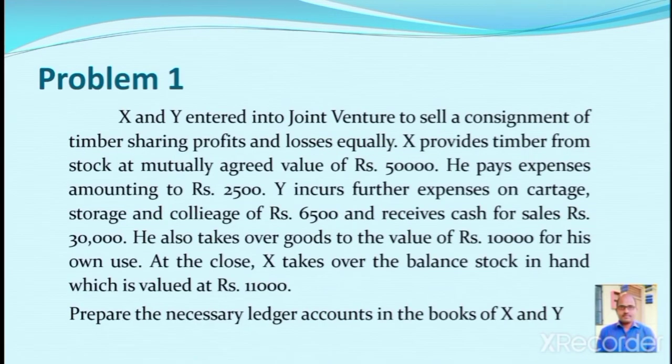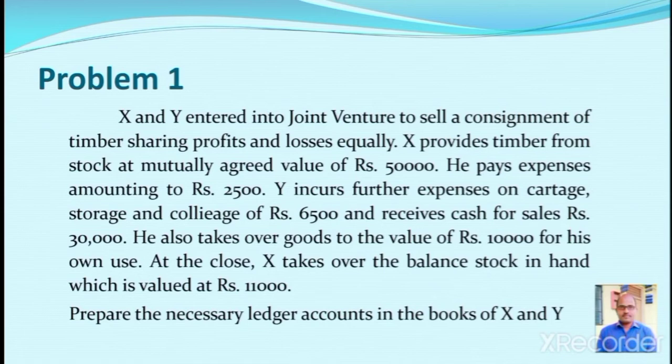X and Y entered into a joint venture to sell a consignment of timber, sharing profits and losses equally. X provides timber from stock at a mutually agreed value of rupees 50,000. He pays expenses amounting to rupees 2,500. So these are the expenses incurred by Mr. X.